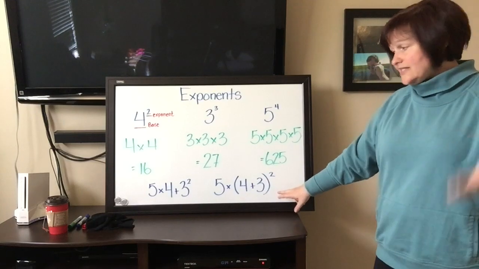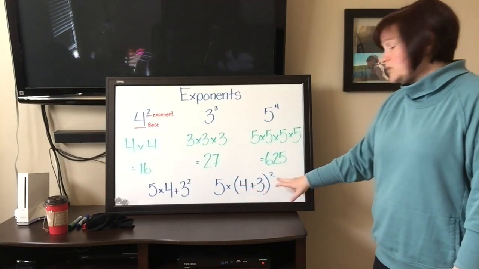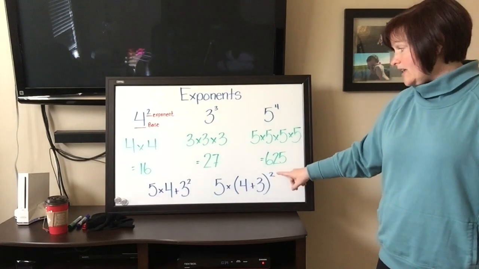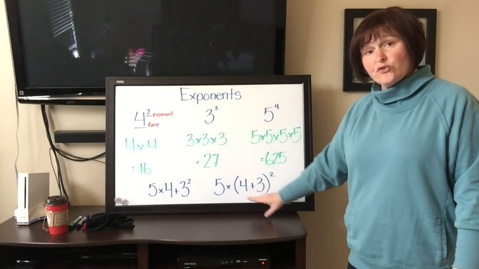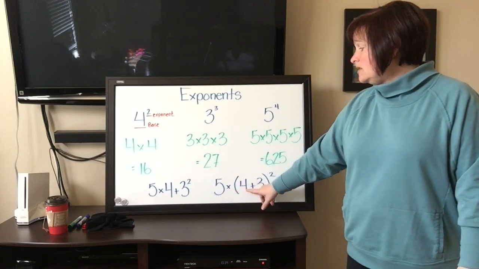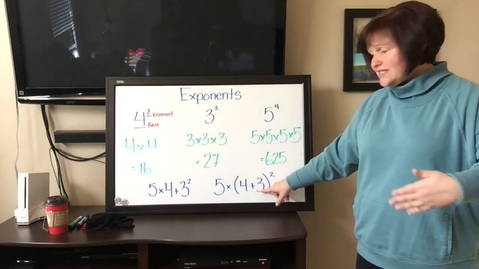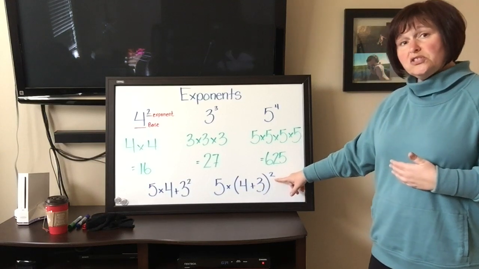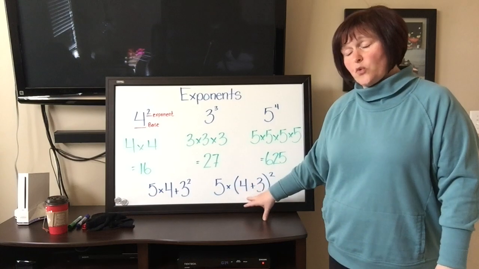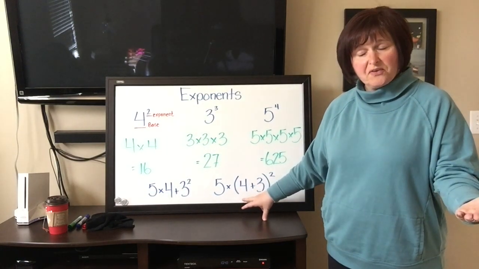But this expression is a little bit different. 5 times bracket 4 plus 3 to the power of 2. Now, because the exponent is outside of the bracket, that means the exponent is applied to everything within the bracket. So it would be 5 times (4 plus 3) to the power of 2. 4 plus 3 in the bracket first is 7, to the power of 2 is 49. So now we have 5 times 49. I don't have my calculator with me. You can figure out the answer.